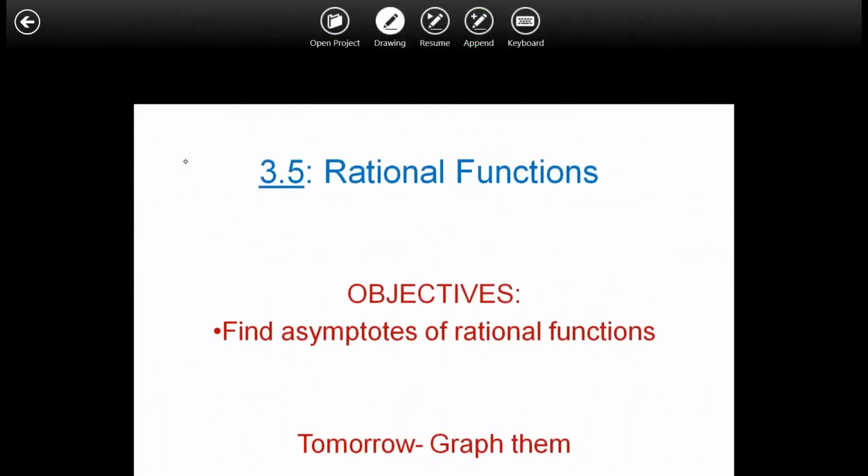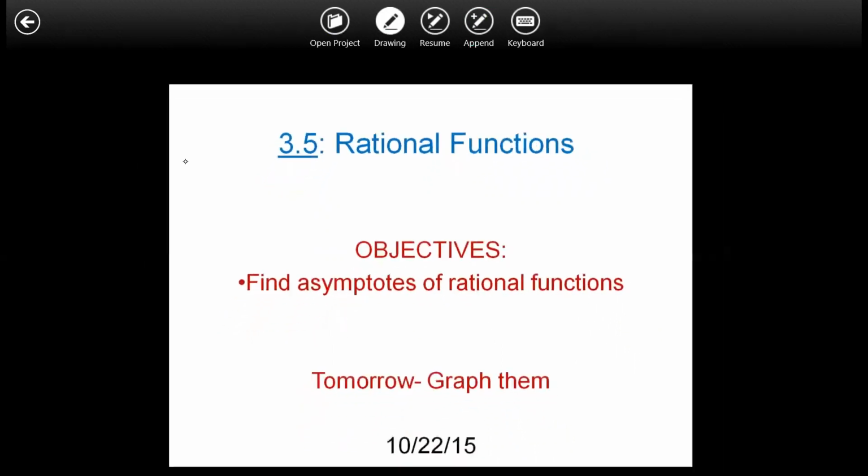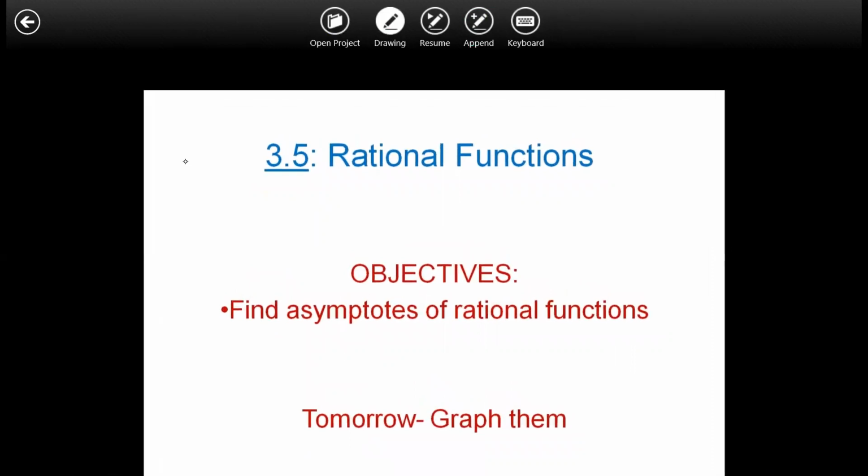Okay. Rational functions. You guys should be able to see this. Write down the objective. Our objective is to find asymptotes of rational functions. We're also going to be able to identify the solutions to them by looking at the intercepts, both vertical and horizontal. It's not that difficult, but you've got to know the process.